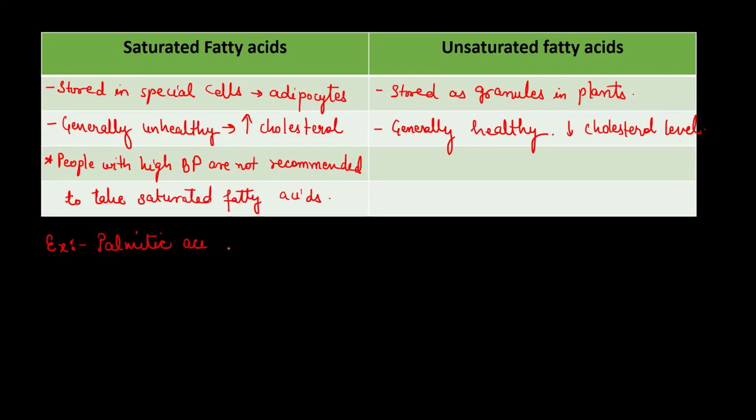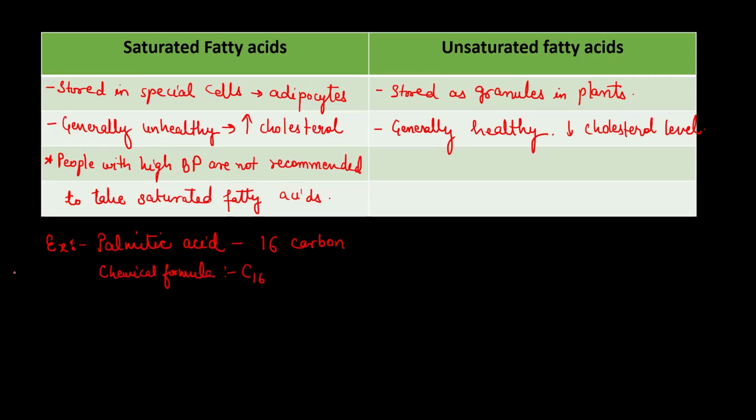Palmitic acid. Now, how many carbon atoms are present in palmitic acid? It has 16 carbons. And we also know the general formula of a lipid. So if someone gives you palmitic acid, which has 16 carbons, you can write its chemical formula. What will be the chemical formula of palmitic acid? It has 16 carbons, so it will be C16.